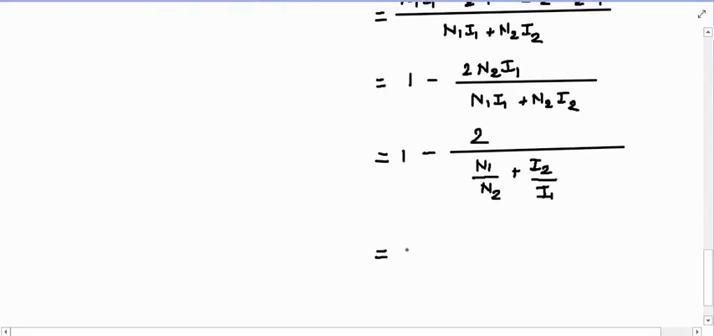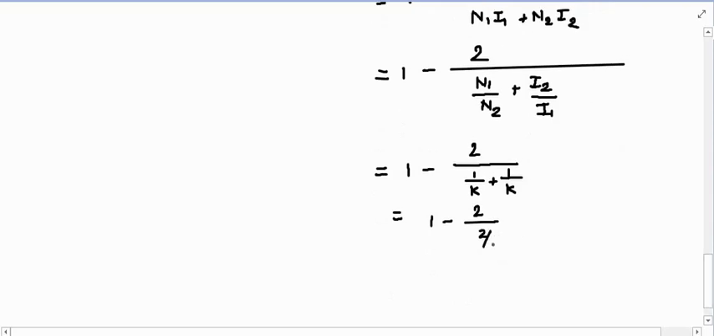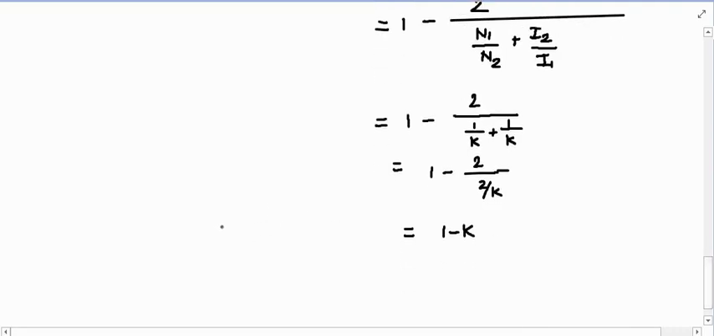So I can write down this as 1 minus 2 upon 1 upon K plus 1 upon K. So I will write down this as 1 upon 2 into 2 divided by 2 by K. So my 2 will get cancelled. I will get this as 1 minus K. 1 minus K. So what is on the left hand side of this equation? I have written weight of copper.